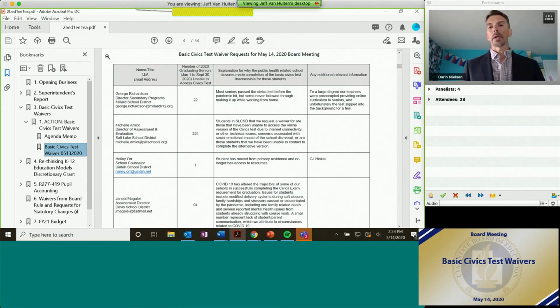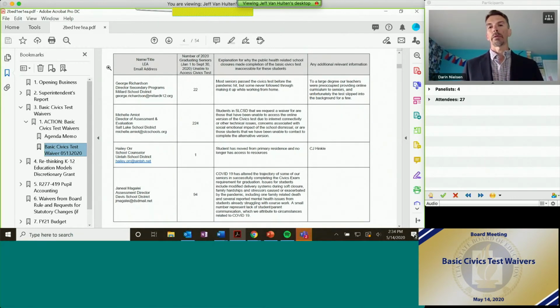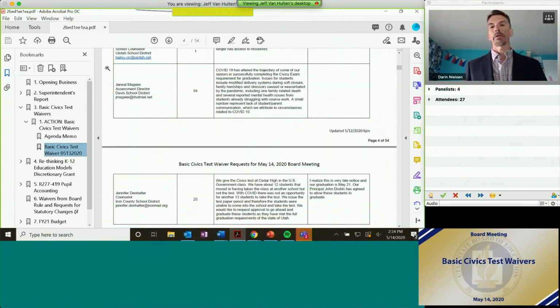So I'm not sure that we'll receive additional requests. We certainly could, it's possible. The LEAs who had been in communication with me about concerns in being able to gather the necessary information to submit to the board in time for the original May board meeting are included in this list. And so it's possible you'll see more, but at this point, these are the additional waiver requests that have come in from the field.